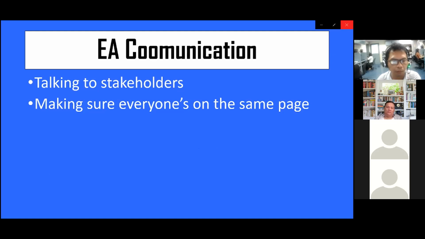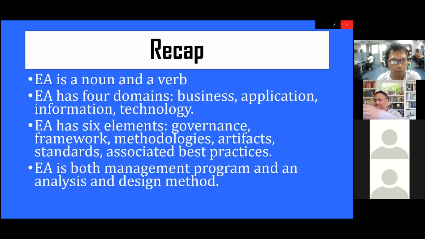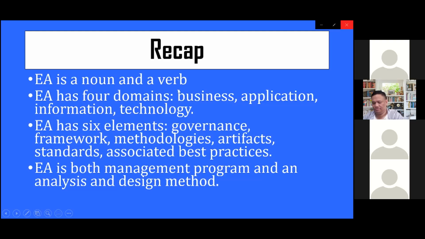Just to recap everything that we have discussed so far, we have EA. EA is a noun and a verb. EA is a document. It's an activity, and the way we make enterprise architecture is a verb. We document. We form databases, we install software, we implement changes. So it's a set of activities.